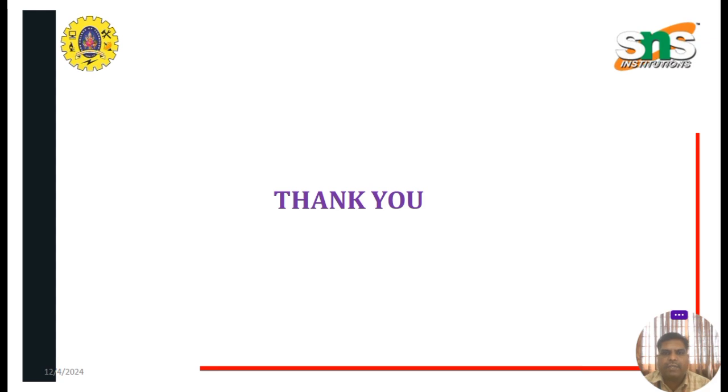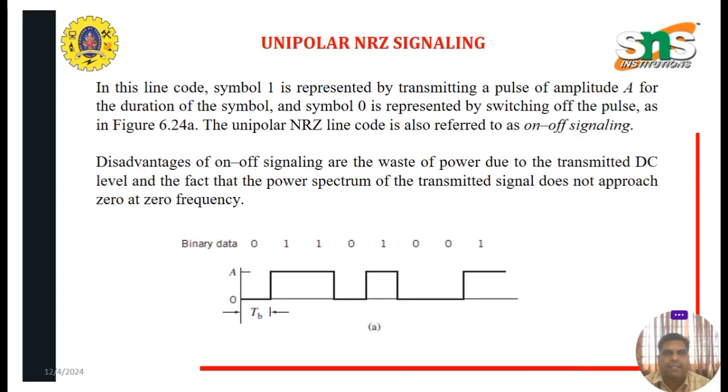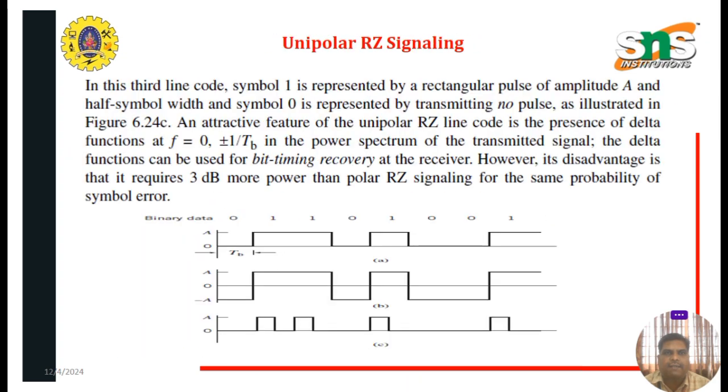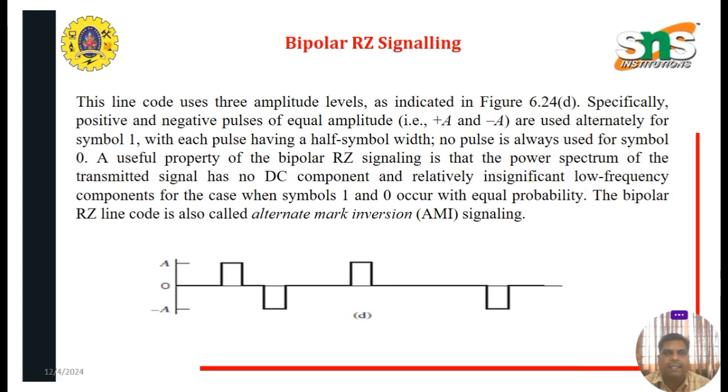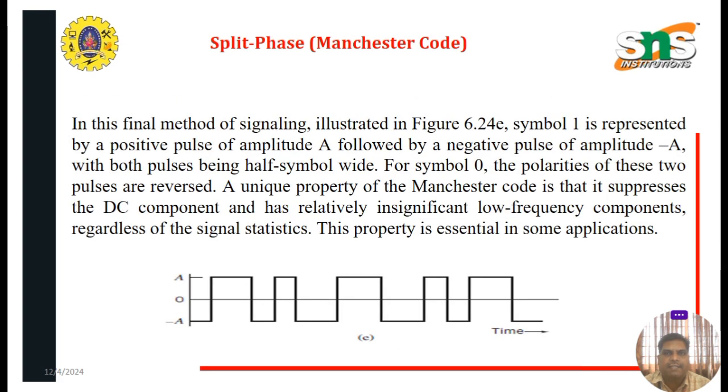So in this YouTube video, I discussed what is meant by line codes, the various properties of line codes, and the various types of line codes used in digital communication. First, I discussed unipolar NRZ signaling, then polar NRZ signaling, followed by unipolar RZ signaling and bipolar RZ signaling. At the last, I discussed Manchester coding.